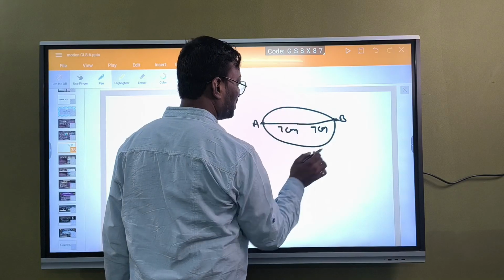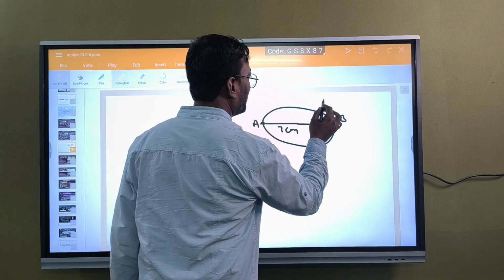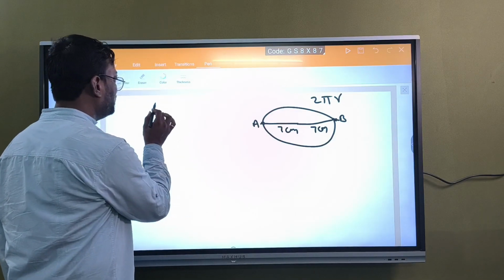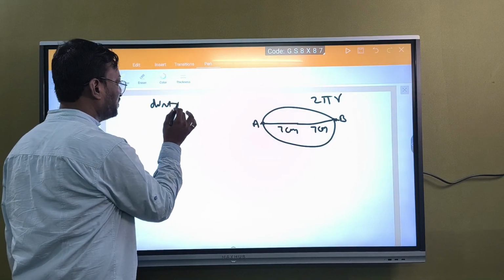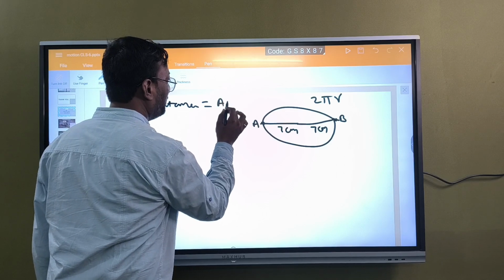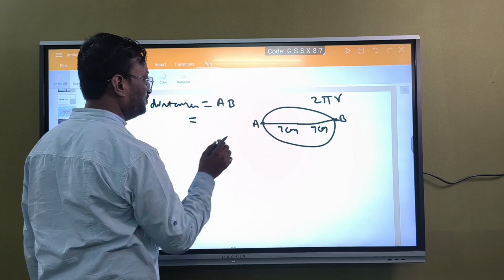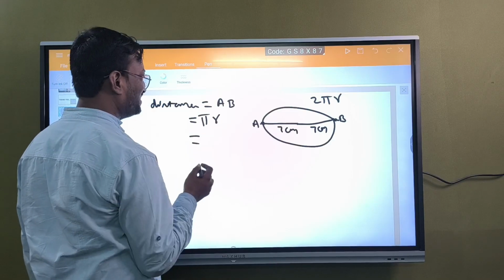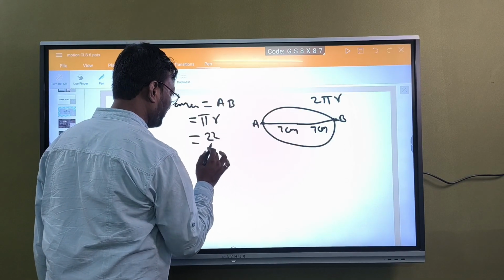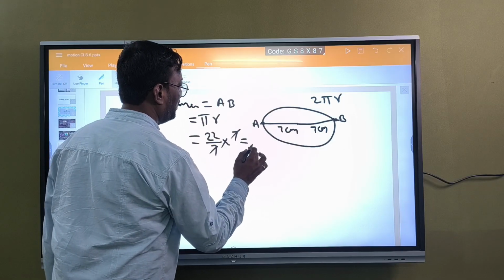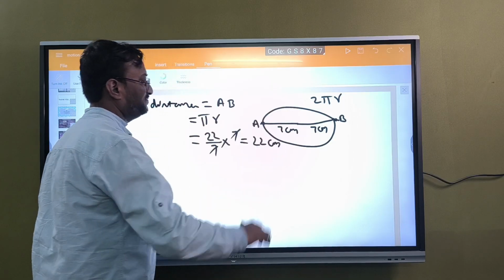Total circumference of circle is 2 pi r and half of it will be pi r. So distance AB is equal to pi r. What is radius? 7 centimeters. Pi is 22 by 7 into 7. 7 gets cancelled. It will be 22 centimeters.